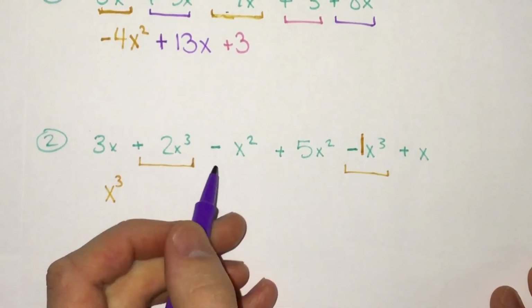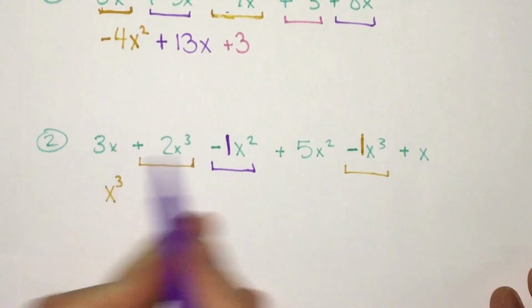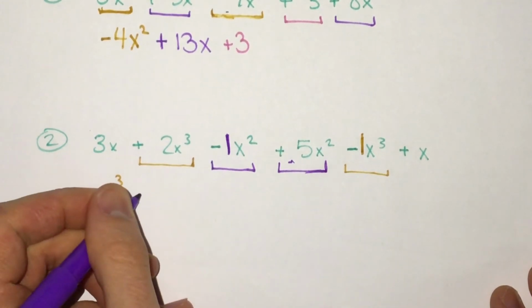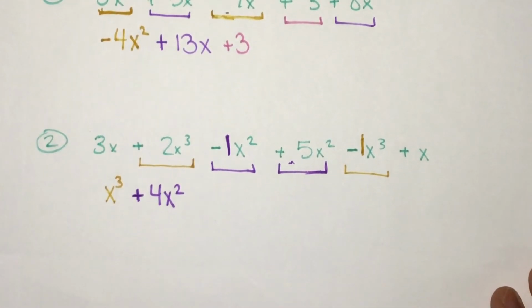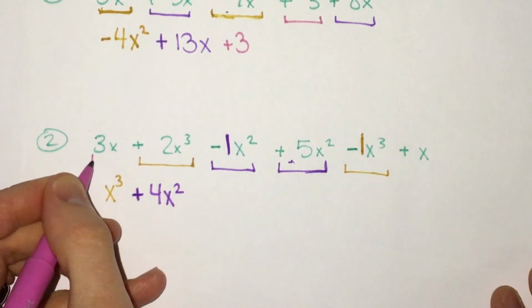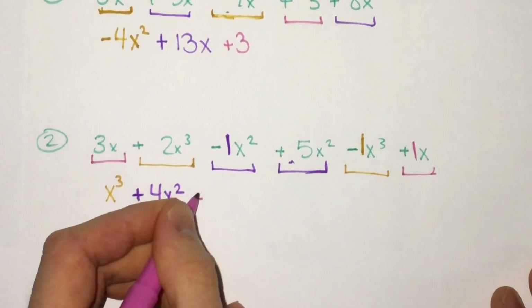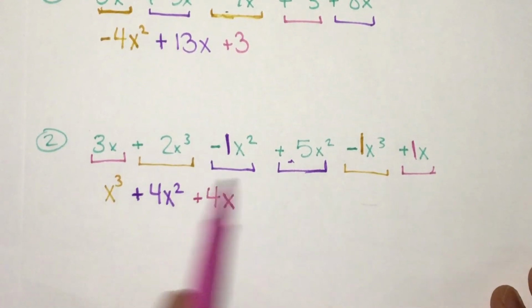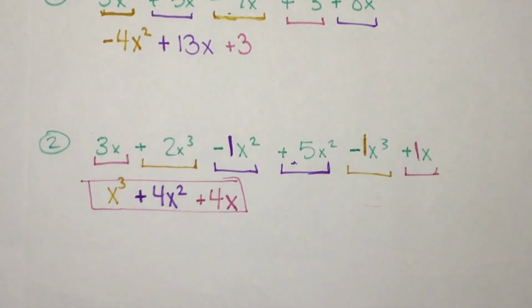Next, I'll look at the second powers. We have minus x squared, so remember again, that's minus 1x squared, and plus 5x squared. Negative 1 plus 5 is positive 4, so we get plus 4x squared. Then we can drop down to x's. X to the first, we have 3x plus x. Again, that's 1x, so 3 plus 1 is 4. 3x plus 1x is 4x. We can see we've used every term here. So our answer is x cubed plus 4x squared plus 4x.